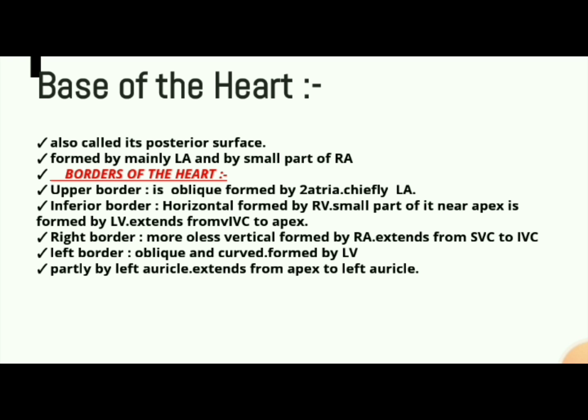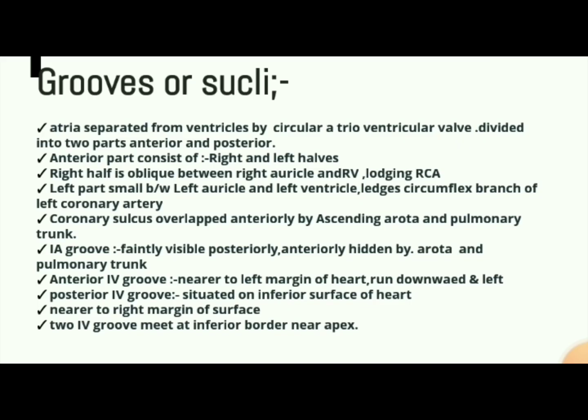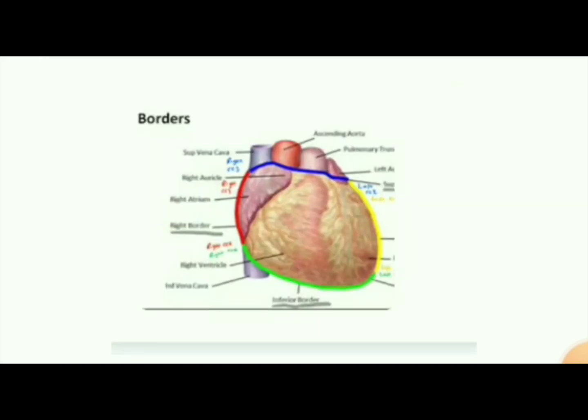Inferior border, which is horizontal and is formed by the right ventricle. A small part of it near the apex is formed by your left ventricle, extending from the inferior vena cava to the apex. It is horizontal, guys, formed by the right ventricle. Okay, let's see the inferior border. So this is the inferior border, which is horizontal and formed by your right ventricle. It is drawn from your inferior vena cava to the apex of the heart.